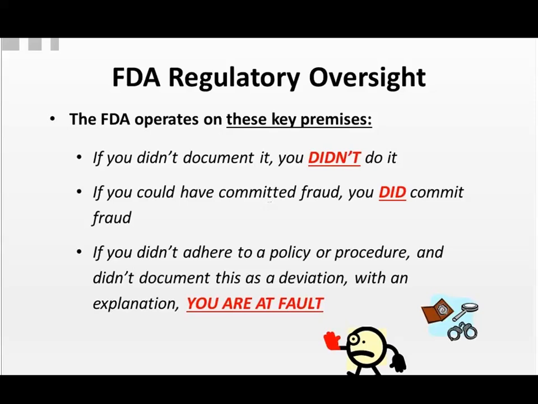And the third is, if you didn't adhere to a policy or procedure that you had written for your organization, and you didn't document the fact that you did a deviation from that and had a good reason, then you are at fault as well. It's one thing to have policies and procedures in place that are up to date, current, and accurate. It's another to make sure that they're being followed.